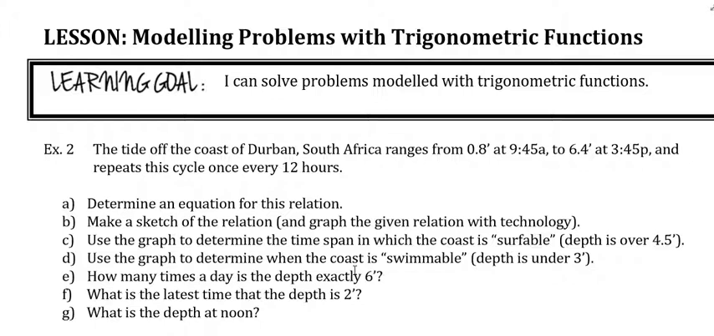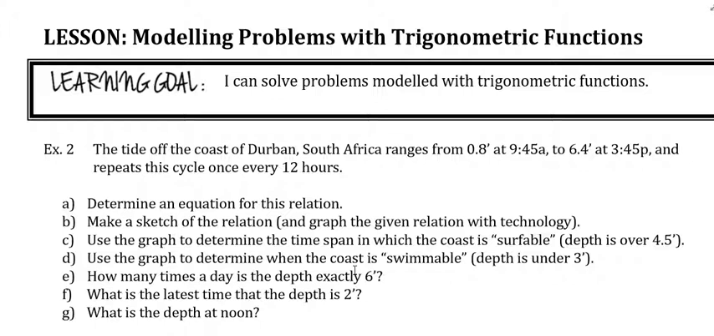Okay, and I'll tell you sort of what you might have to do and what you might not have to do. So I think you want to pay attention to that to be ready for it. So the tide off the coast of Durban, South Africa ranges from just under a foot at 9:45 to 6.4 feet at 3:45 and repeats this cycle every 12 hours.